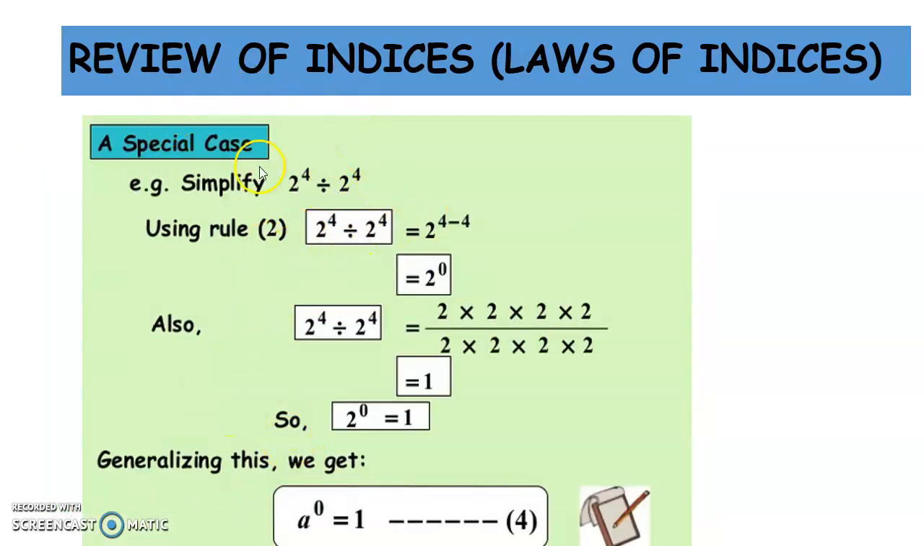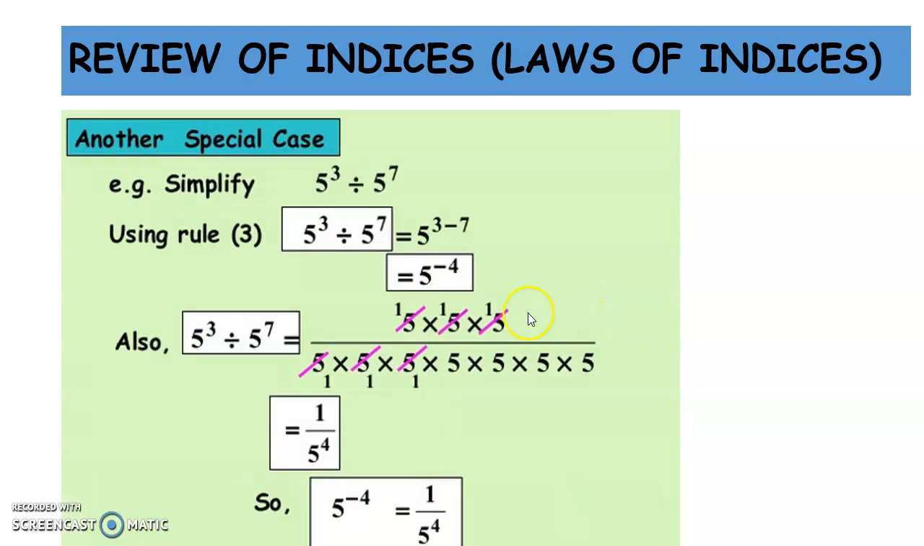Then we have also some other special cases where we have power 0. Whenever you have a power 0, no matter what the base is, it turns to 1. So if you have 10 raised to the power of 0 is 1, 2 raised to the power of 0 is 1, whatever raised to the power of 0 is 1. So that's very, very important to note.